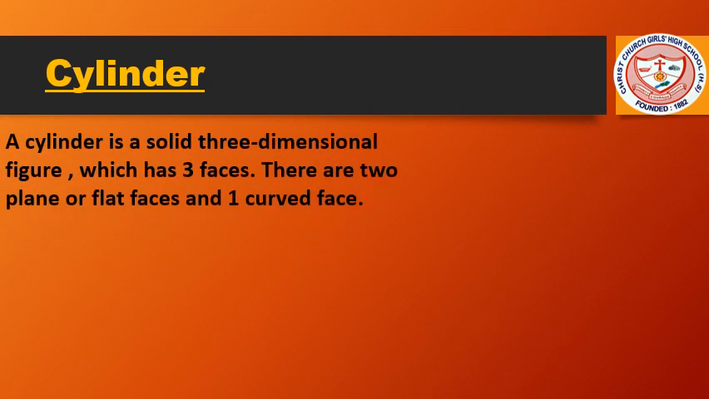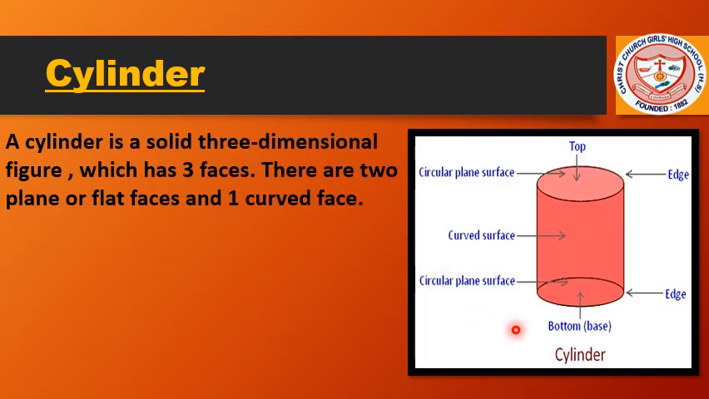Now, let us learn about cylinder. So what is a cylinder? A cylinder is a solid three-dimensional figure which has three faces. There are two plane or flat faces and one curved face. So in this diagram, you can easily find out that this cylinder has three faces. This is 1, this is 2, and this one is 3.